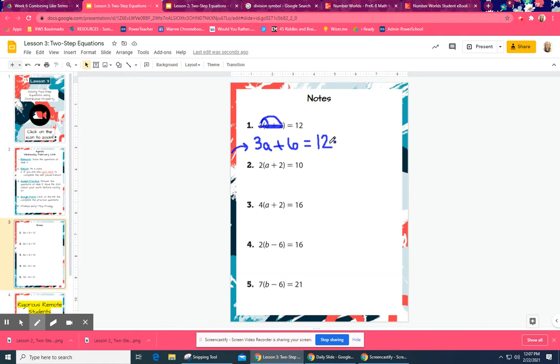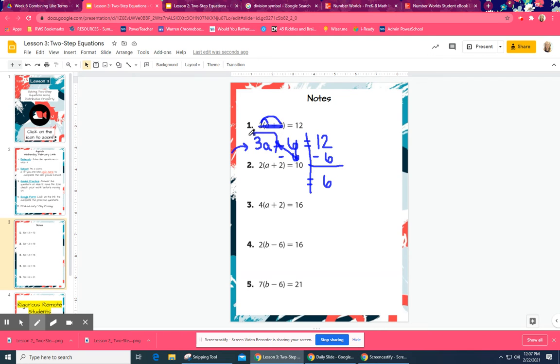Now it's a two-step equation like you've seen the past 2 days. You'll start right here with the 6. The inverse of adding 6 is to subtract it. So you'll do 12 minus 6. Let me draw my line with the equal sign. 12 minus 6 equals 6.